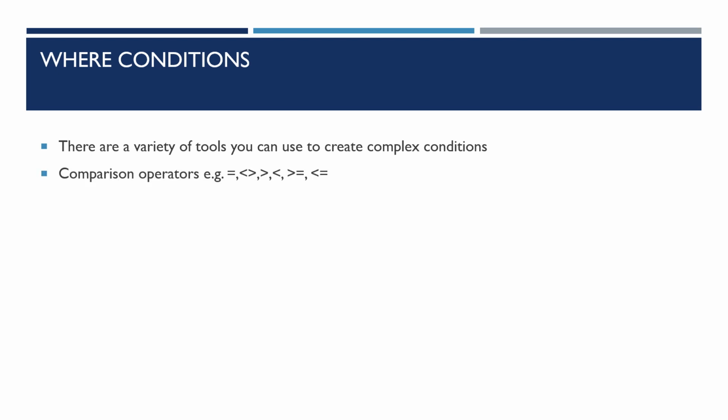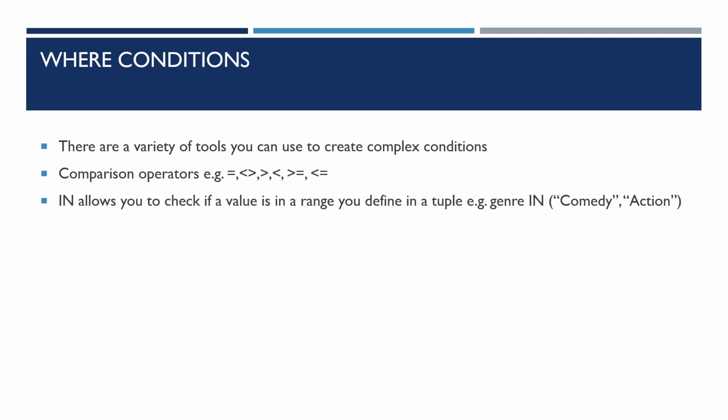At A-Level, it's important that you understand the full variety of tools that you can use to create more complex where conditions for your select queries. There's the usual comparison operators with your equals, greater than, less than, etc. Notice that not equal to is a less than followed by a greater than. In allows you to check if a value is in a range you define in a tuple. So genre in comedy or action would mean, if we were searching in a films database and the genre of a film was either comedy or action, it would be selected.